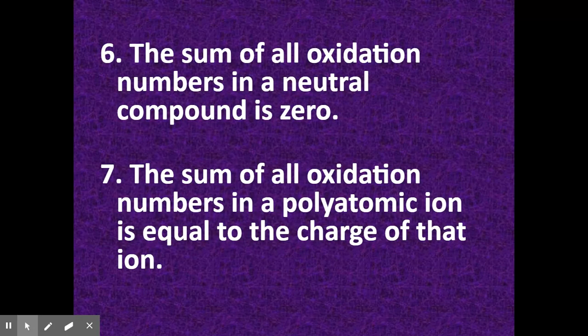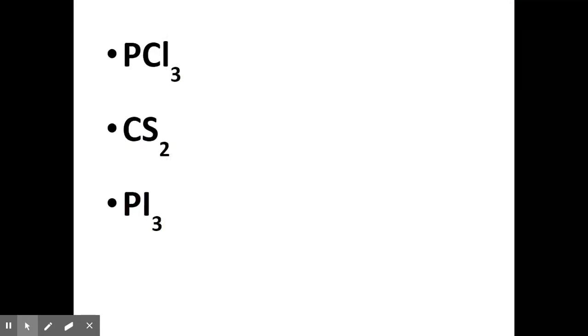The sum of all the oxidation numbers in a neutral compound is going to be 0. If we're trying to find the oxidation numbers of a polyatomic ion, then the oxidation numbers are going to add up to be the charge of that ion. And we'll look at what all this means in a minute. So here are some examples.